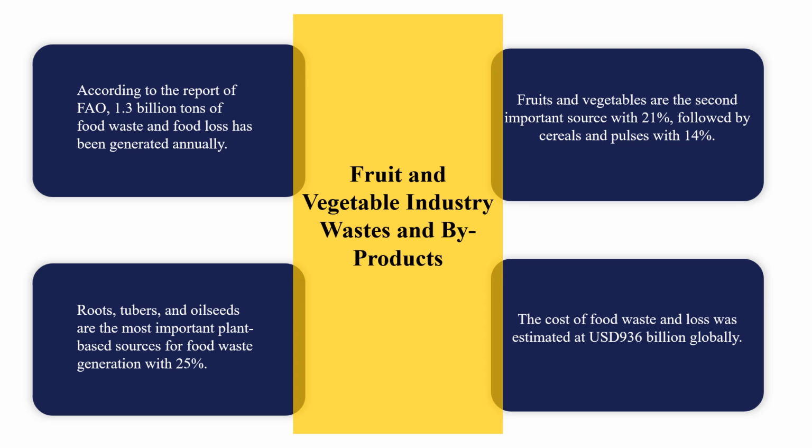The key contributors to food waste include roots, tubers, and oilseeds. These are the leading contributors to global food waste, making up about 25% of the total plant-based food waste. These are staple crops in many parts of the world and are susceptible to loss during production, storage, and distribution. Fruits and vegetables come close behind, contributing 21% to the global food waste problem due to their perishable nature.